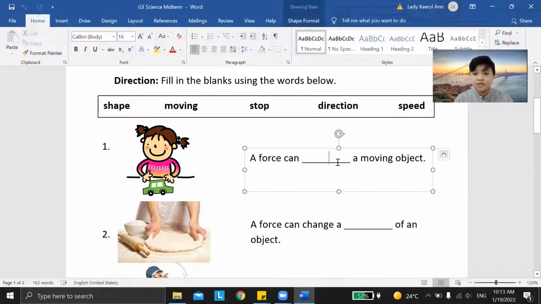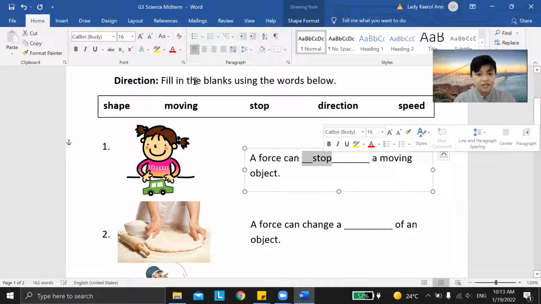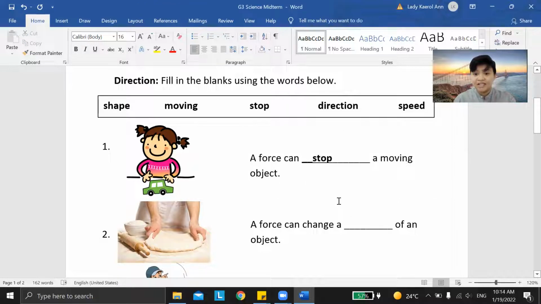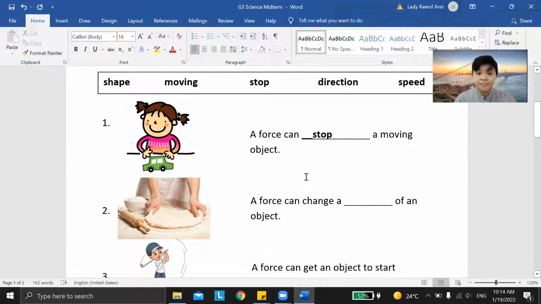So for number one, the answer is stop. If you've noticed, the girl held the car. We assume that the car was moving before it was stopped by this current. Okay, number one, the answer is stop. So we can cross this out already.